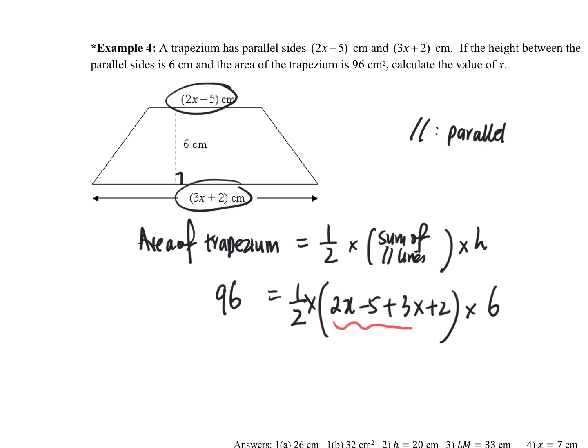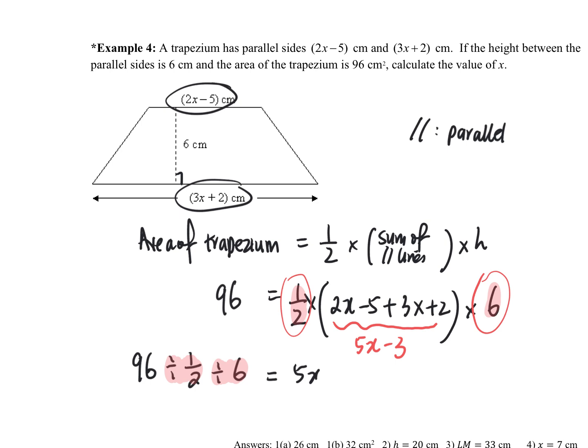First thing first, if I simplify this, this is 5x minus 3. One thing you can do is get rid of these two at the same time. You can write 96 divided by the half, divided by the 6. Just now I did it in 2 steps, but actually you can divide them at once. Using your calculator, 96 divided by half, divided by 6, you will get 32, and you will be left with 5x minus 3.